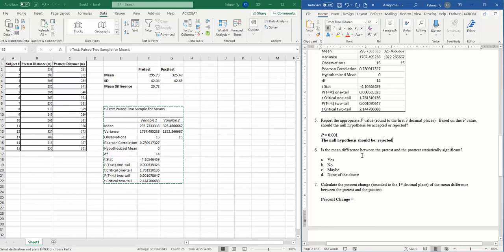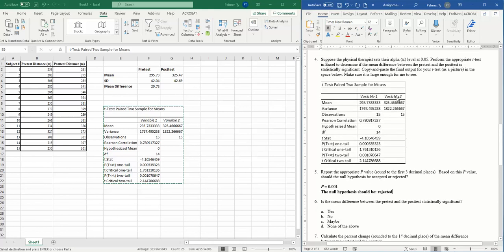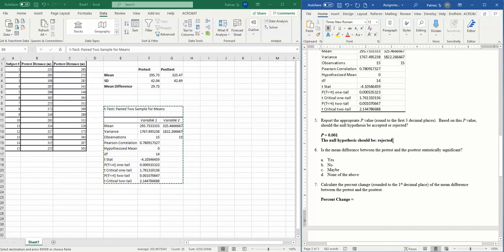Okay, moving on to question 6. Is the mean difference between the pretest and the post-test statistically significant? To answer this question, all we have to do is look at our answers back up here at question 5. Because we decided to reject the null hypothesis, and remember we rejected it because this p-value, 0.001, was less than our alpha level, 0.05. Therefore, we rejected the null hypothesis.